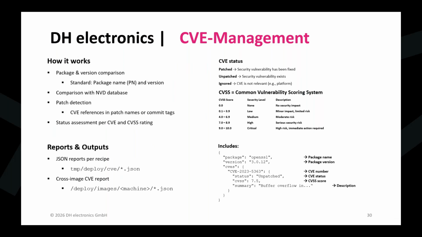Finally, we get two types of reports. The first is a JSON report per recipe. This is a CVE report per package generated during the build for each individual recipe. And second, we get the cross-image CVE report. This report combines all CVE reports of the recipes that are actually included in the image.